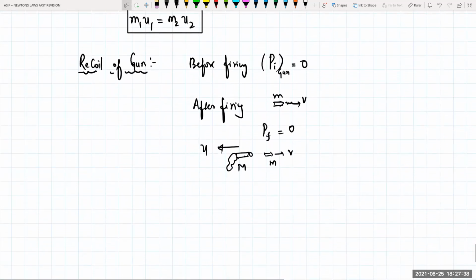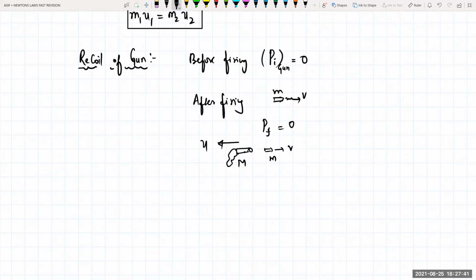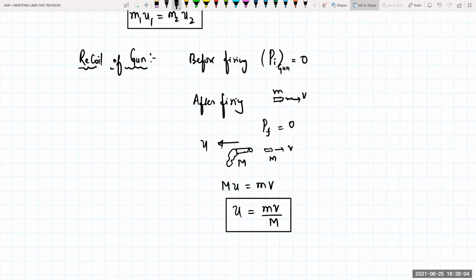So final momentum of the system is 0, which means M into u must be equal to m into v. That means the recoiling velocity of the gun will be equal to m into v divided by capital M. U is known as what, beta? Recoiling velocity, because the gun will be moving in the backward direction. Recoiling velocity of what? Gun. Clear?